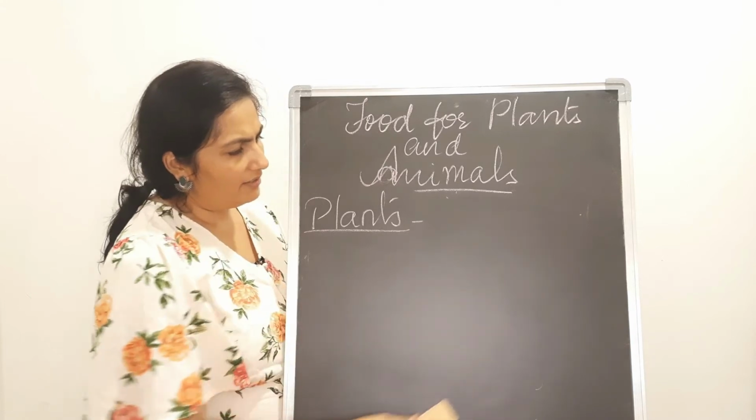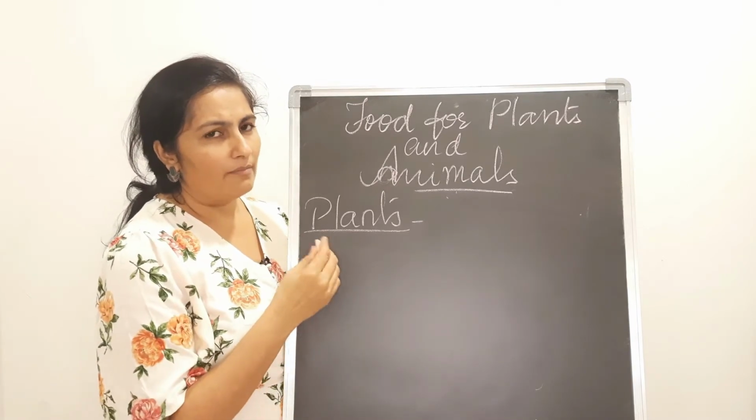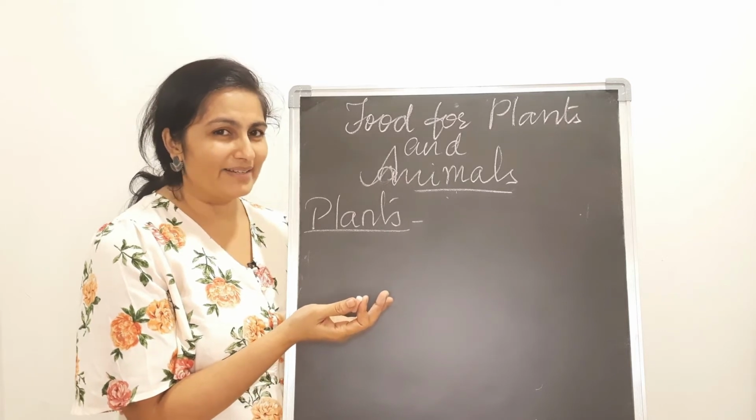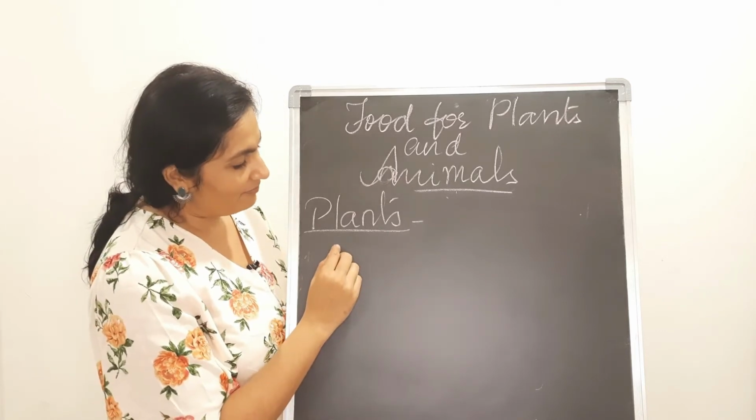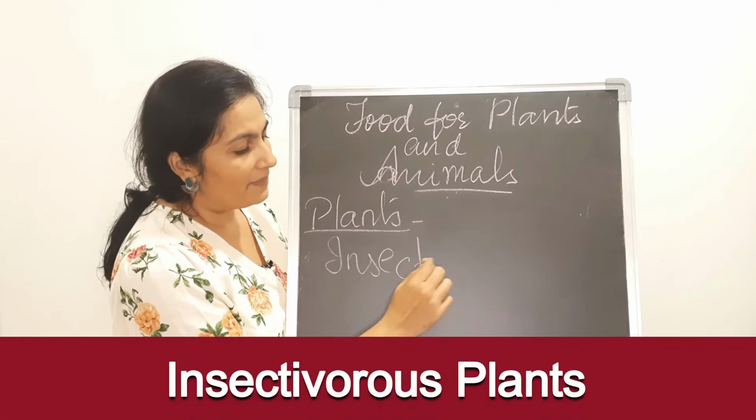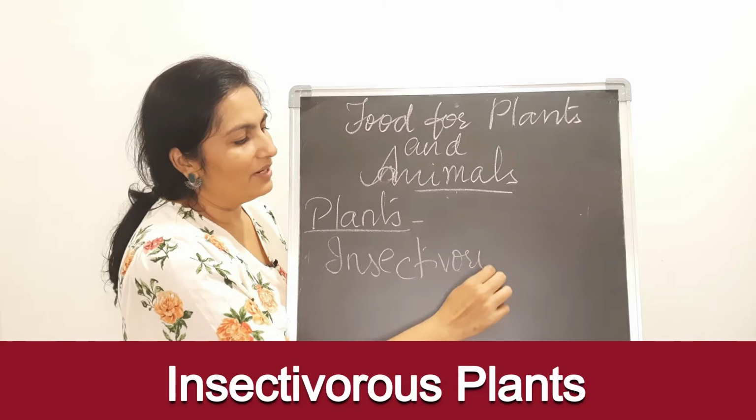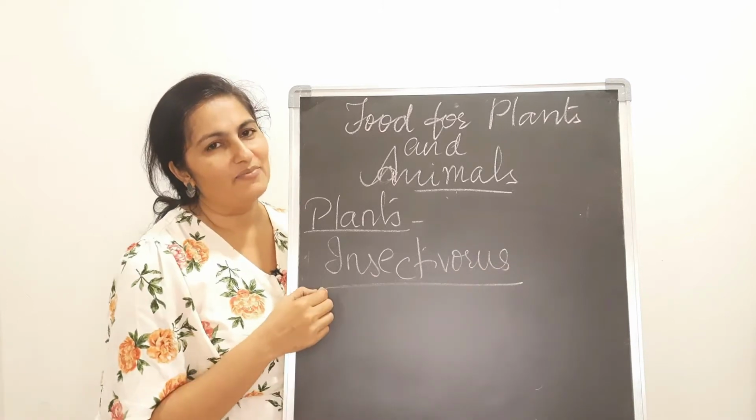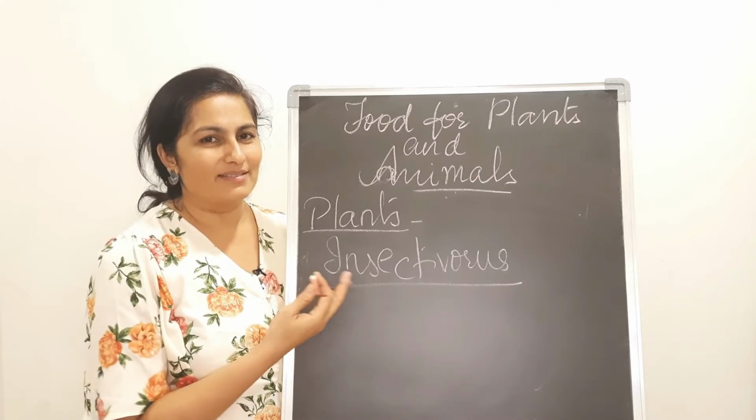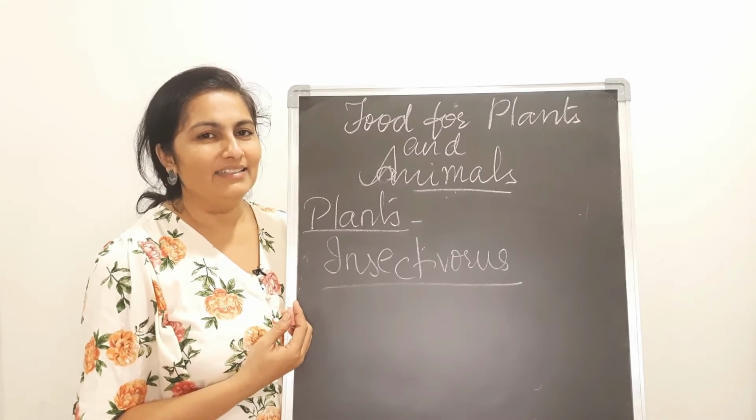Now, have you heard of something called plants eating insects? Are you surprised? Yeah, so plants that eat insects are called insectivorous plants. We thought the plants are only producing food for nature, but sometimes the plants are eating other insects.